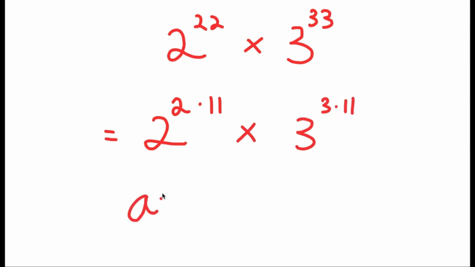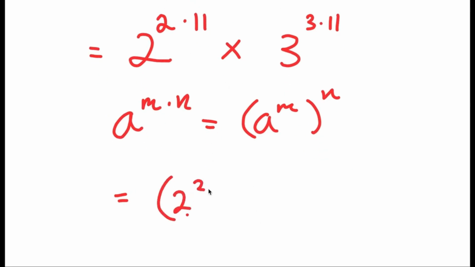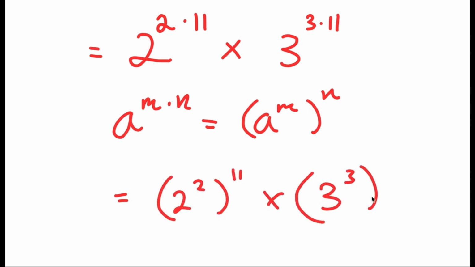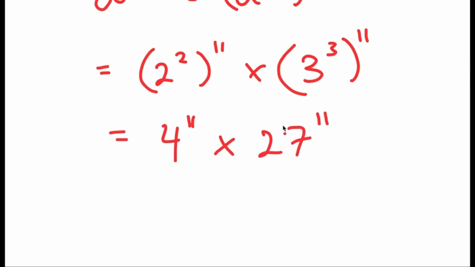Now, if I have something in the form a to the power of m times n, this is equal to a to the power of m to the power of n. So this turns into 2 to the power of 2 to the power of 11 times 3 to the power of 3 to the power of 11. Now 2 to the power of 2 is 4, so I get 4 to the power of 11, times 3 to the power of 3 is 27, so 27 to the power of 11.